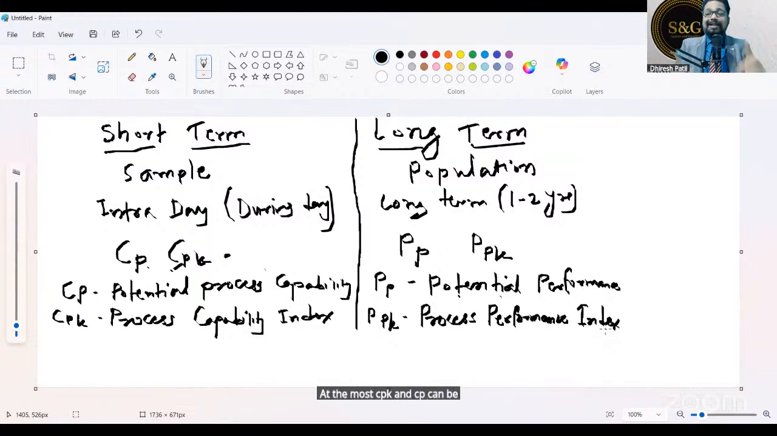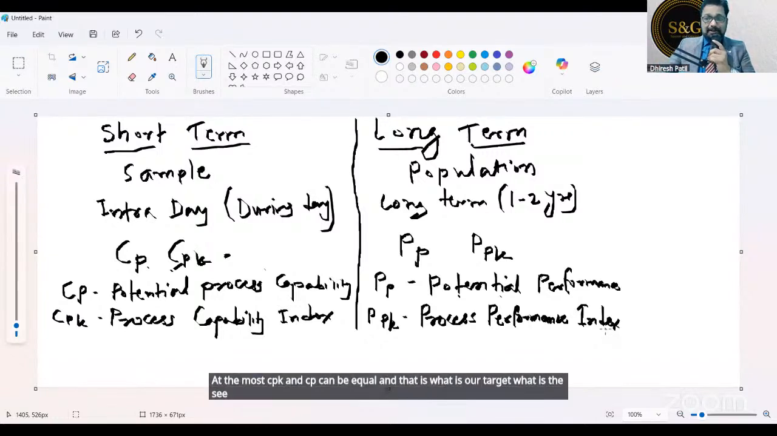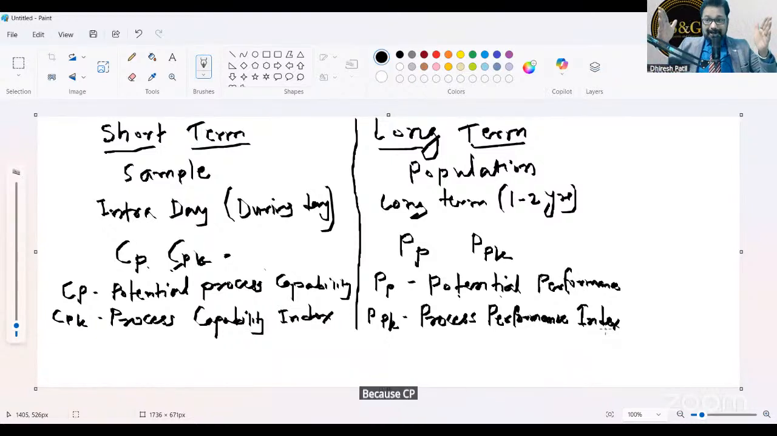And that is what is our target. See, a lot of people ask this question. Why do we calculate CP and CPK together? Because CP is the potential and CPK is the actual.